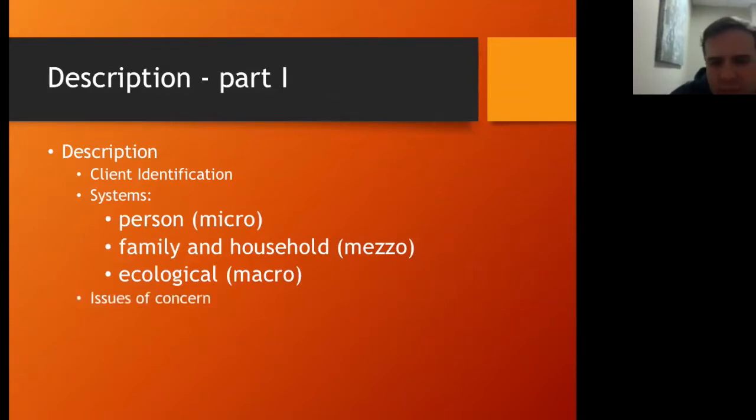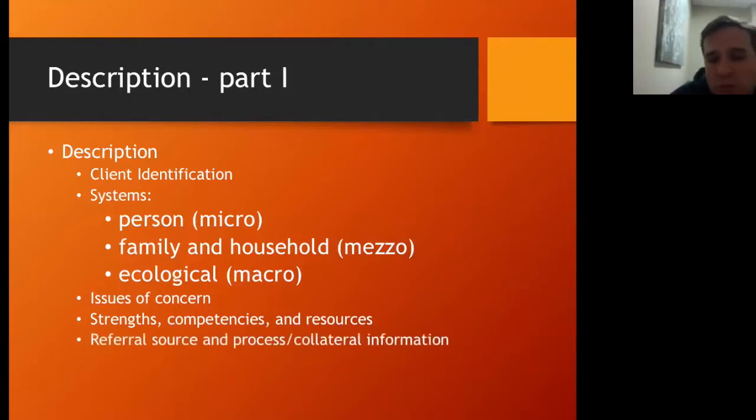You want to identify issues of concern at each of these levels. You also want to identify strengths, competencies, and resources at each of these levels. Referral sources and collateral information at every level. You know, persons, who's your best friend? If you're in AA, what about your sponsor? What about sober friends? Who are the people in your neighborhood?